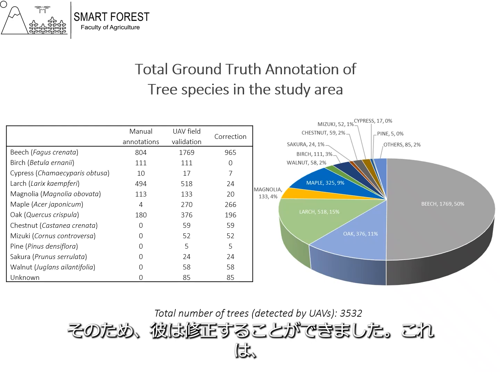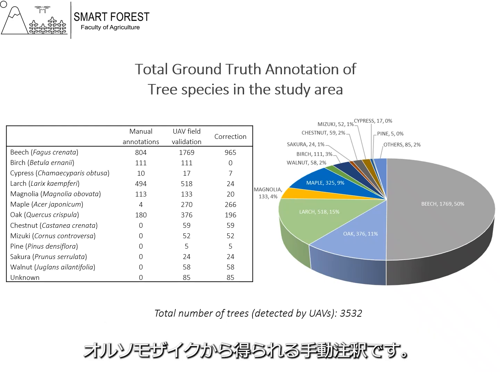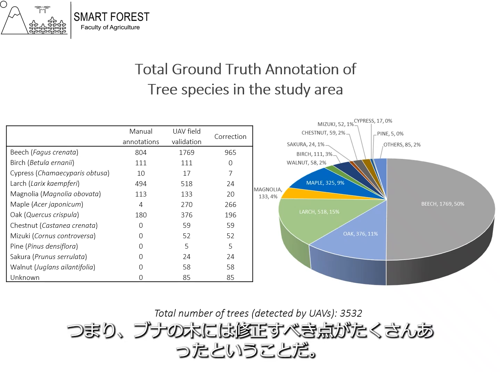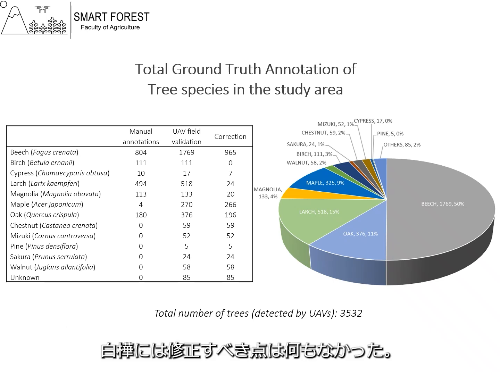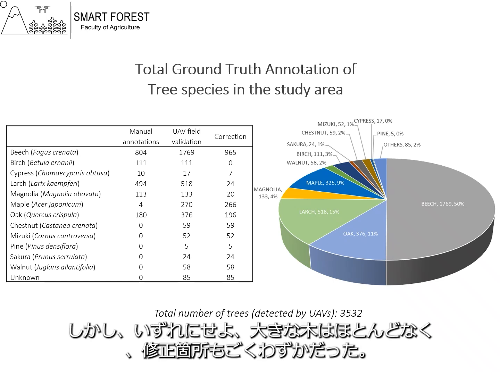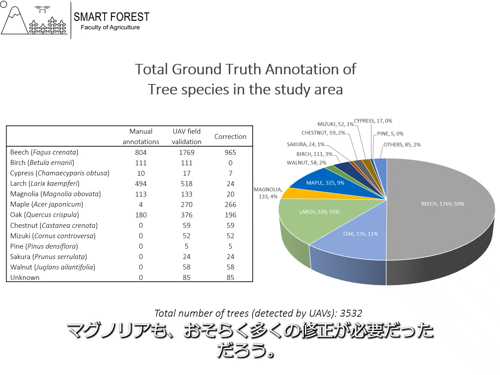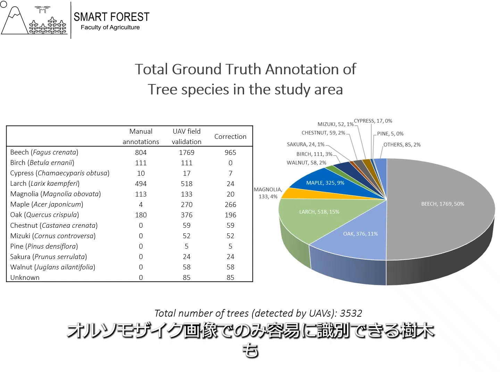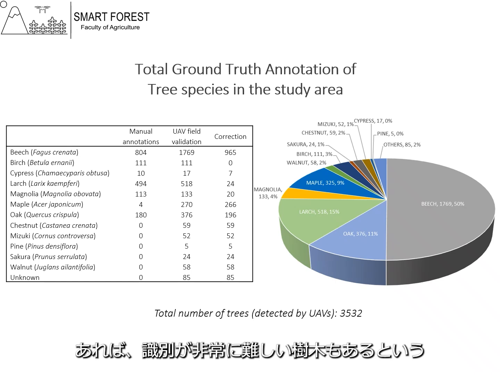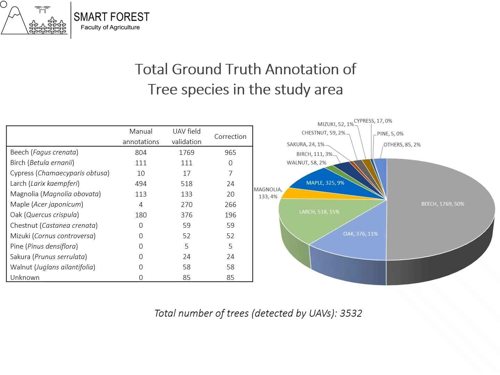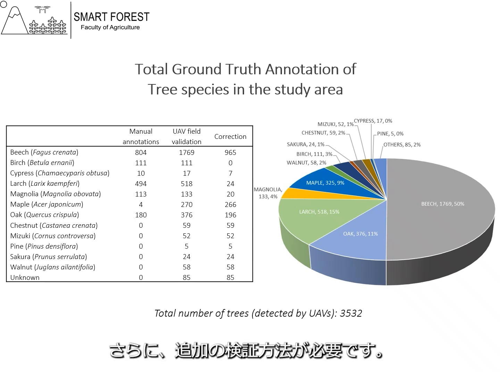So he was able to correct because the manual annotation, this is what you get from the orthomosaic, and this is what you get after the correction. So there was a lot to correct in beech trees. There was nothing to correct in birch, so they are very easy to identify. Cypress, a little bit, but anyway, there were very few. Large trees, only very few corrections. Magnolia also. Maple needed lots of corrections. Oak also needed almost half of the corrections. So this gives you an idea that some trees are easy to identify only in the orthomosaic, and some trees are very difficult to identify in the orthomosaic, and you need an extra validation method.